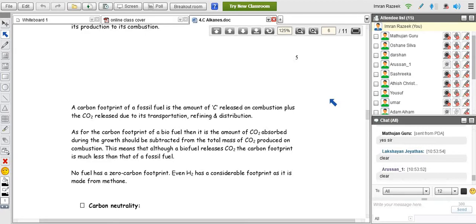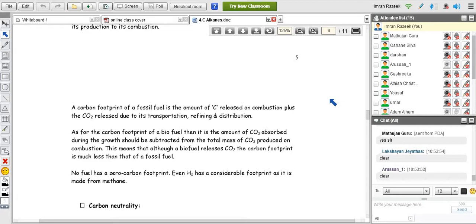Right? So in order to calculate the carbon footprint of a biofuel, meaning for example bioethanol, you have to consider the amount of carbon dioxide absorbed during the growth. If you want to calculate the carbon footprint of such a fuel, you first calculate how much carbon dioxide that particular plant has absorbed, and then you deduct, or subtract, the carbon dioxide which is released during the combustion.